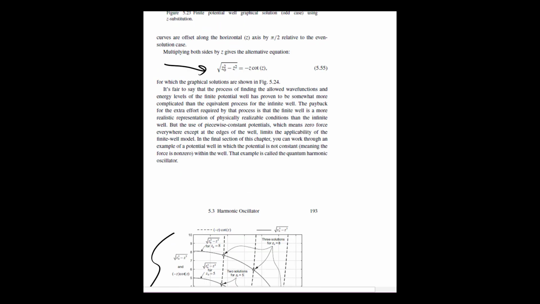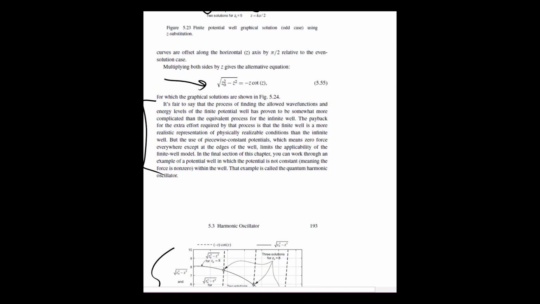The final paragraph of this section says, the finite potential well has turned out to be a little more complicated than the infinite well in terms of finding the allowed energies. But it is, of course, a little more realistic in that we don't have infinite potential energies, although it does still use piecewise constant potentials, which means that there's zero force acting on the particle within the well, and it would be nice to have an example in which the force in the well is not zero. That means that the potential energy is not constant. And the last section of this chapter has exactly that. In that section, you're going to find potential energy not constant. The force is non-zero because we're going to be dealing with the quantum harmonic oscillator.